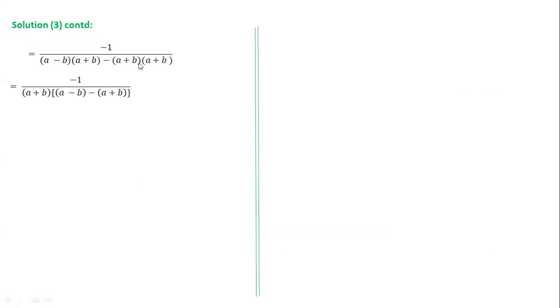Here again, you see a plus b is common. Take it out. So here you have left a minus b minus a plus b. Open the bracket. Minus 1 upon a plus b, a minus b minus a minus b. So what will happen? Minus a cancels. So it will be minus 1 upon a plus b into minus 2b.